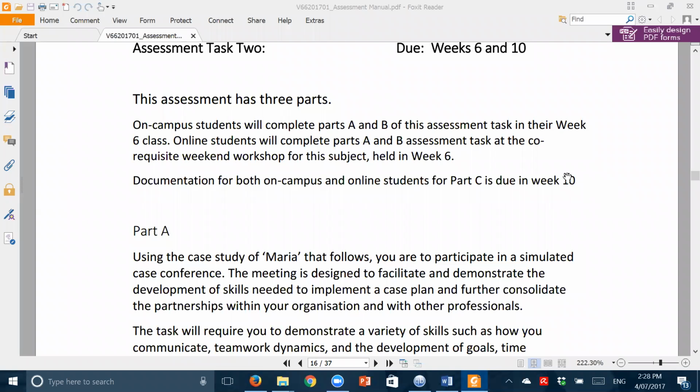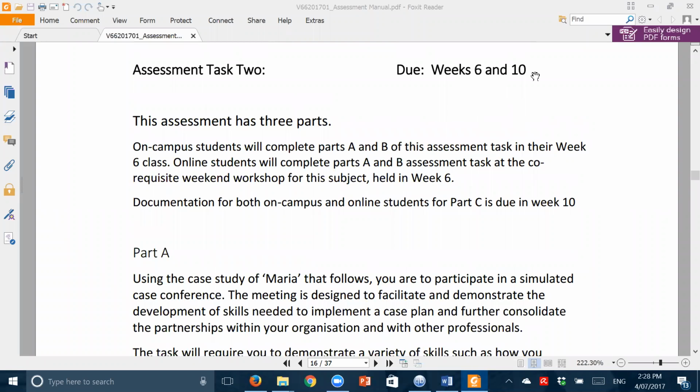So here we are in week 6, assessment task 2, during week 6. Part C is during week 10. The assessment has 3 parts. There's part A, which is a simulated client conference. Part B, which is a group discussion. And part C, which is the paperwork presentation that you're required to produce after you've taken part in the simulated case conference process.